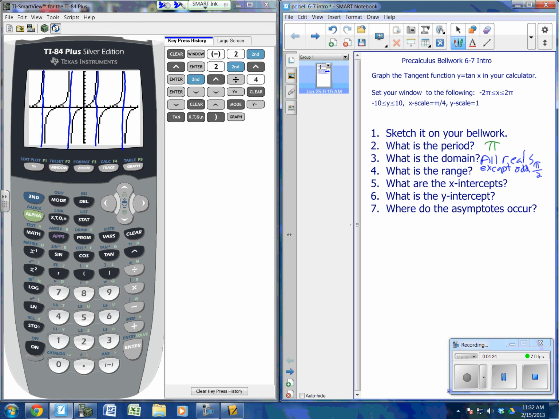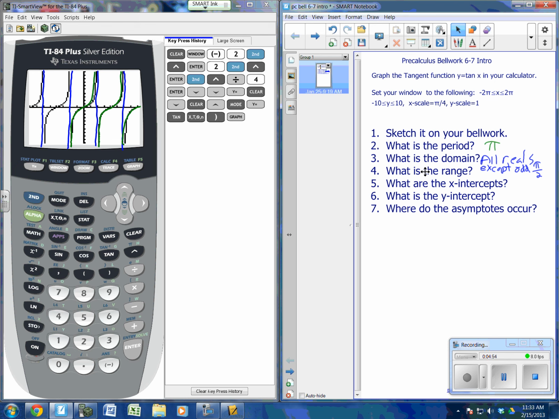This graph going up right here will never cross it. It gets closer and closer to that blue line as it goes up, never touches it, and as it goes down right here, it gets closer and closer, never touches it. It will never actually intersect this blue line. Same with the one right next to it, and this one right here. They'll get closer and closer to those blue lines, but they'll actually never touch them. So at all those odd pi halves, you get that.